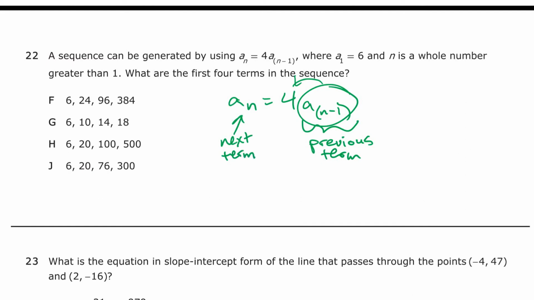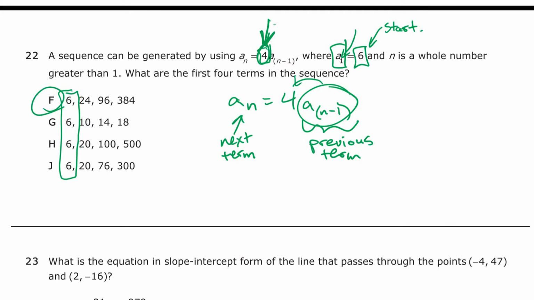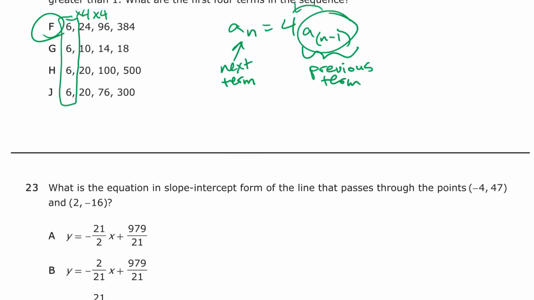So just understanding this formula, all we need to know is each time it should be multiplying times 4. This is telling us that a sub 1, that's our first term, is equal to 6. So we should start with 6. All of our answer choices start with 6. That makes sense. And then what is our recursive formula telling us to do? To multiply times 4. So 6 times 4 is 24. And each one continues the same way throughout.